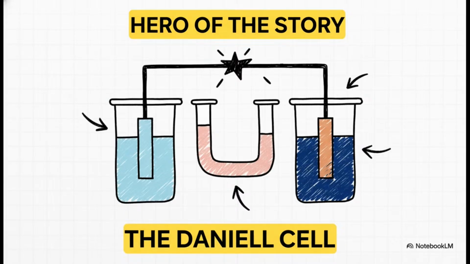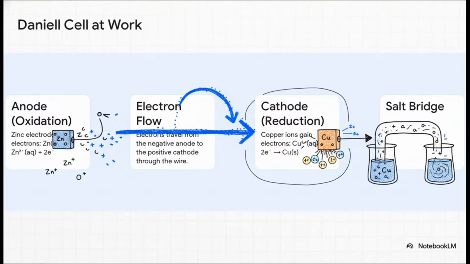You know, this is kind of where it all started. It's just such a brilliant setup because it shows us exactly how you can trick a chemical reaction into giving you electricity. And the real genius is how it separates the two main players. You've got zinc on one side and you've got copper on the other. So how on earth does this work?